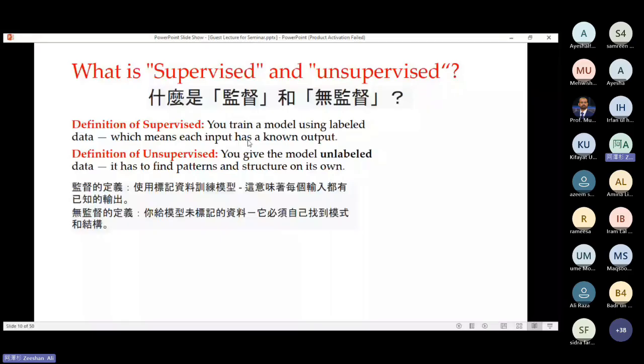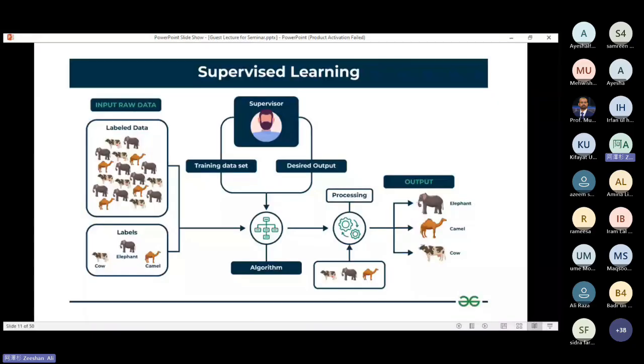Similarly, you give the model data without labels. For example, we have a picture with different types of animals, but we also have labels. If we see this type of picture, it's called a cow. Similarly, we have an elephant and we have a camel. So it means that we have data with labels. It's called supervised. But if we have data without labels, it's called unsupervised.